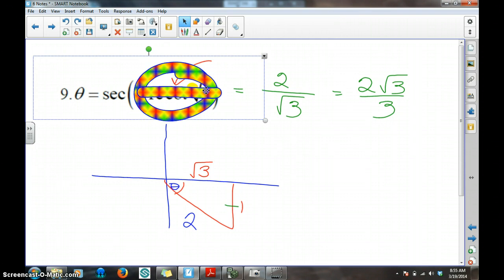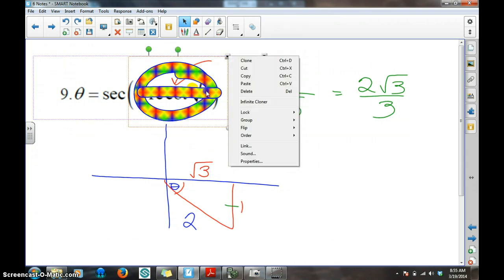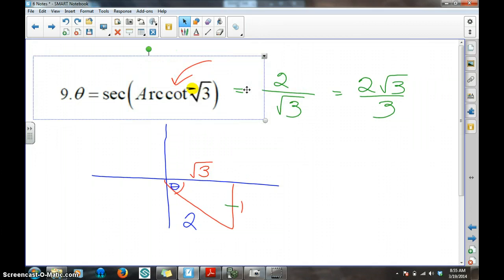Now, if you were trying to use the exact values, what you needed to be thinking about was the fact that a cotangent, whose answer is negative rad 3, is the same as a tangent, whose answer is negative rad 3 over 3. That's 330 degrees, and then you would have taken the secant of 330. You would have gotten the same answer.